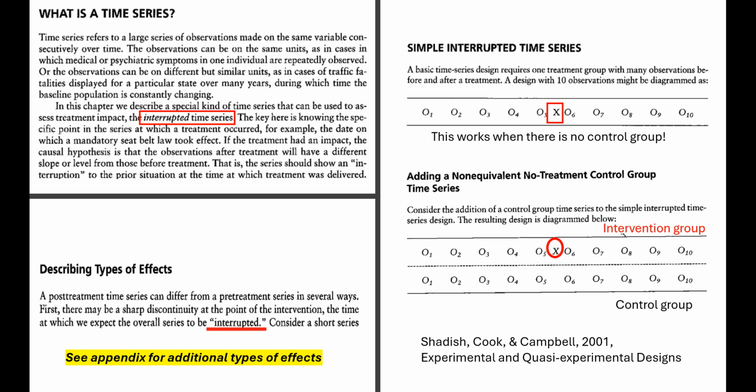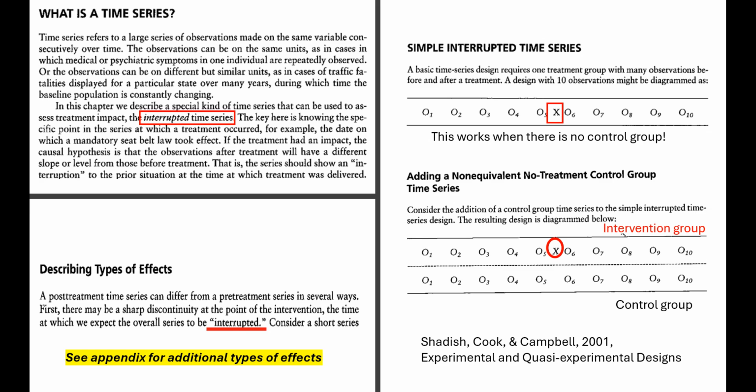The key here is knowing the specific point in the series at which a treatment occurred, for example, the date on which a mandatory seatbelt law took effect. If the treatment had an impact, the causal hypothesis is that the observations after treatment will have a different slope or level from those before treatment. That is, the series should show an interruption to the prior situation at the time at which treatment was delivered.